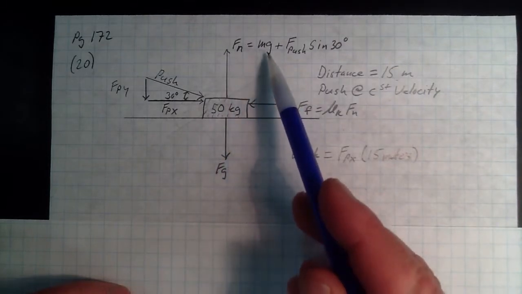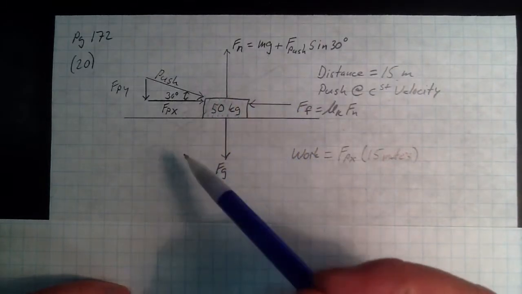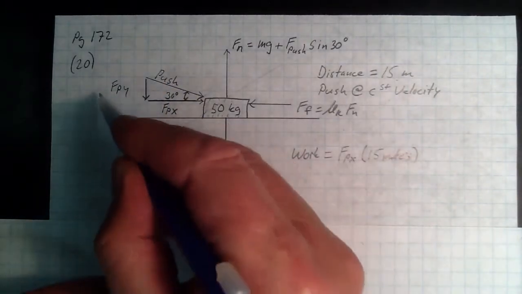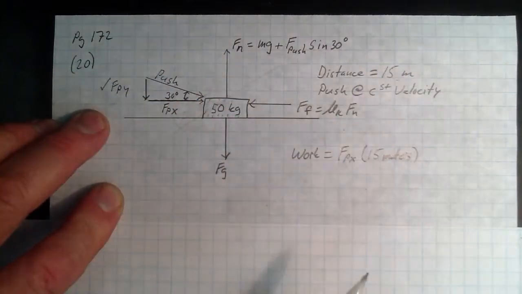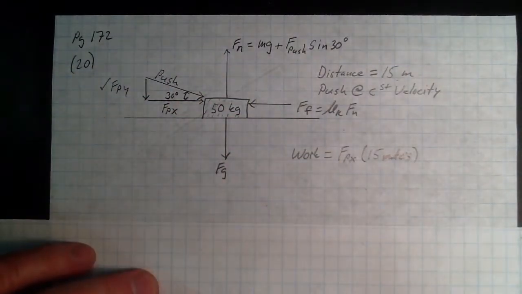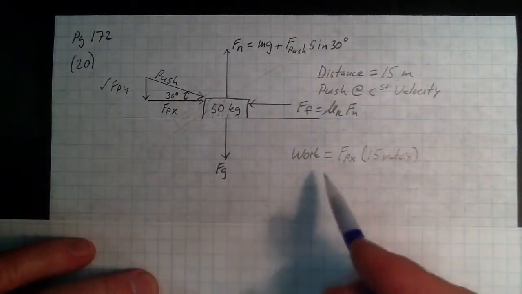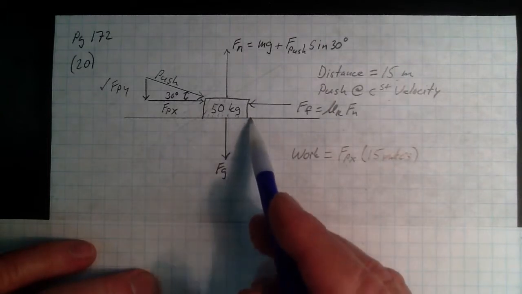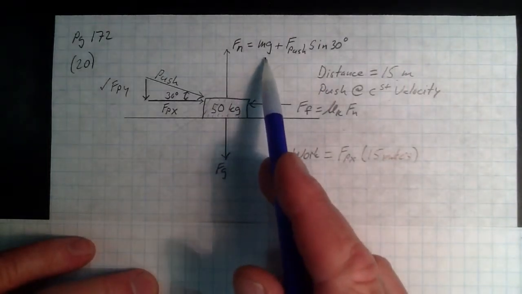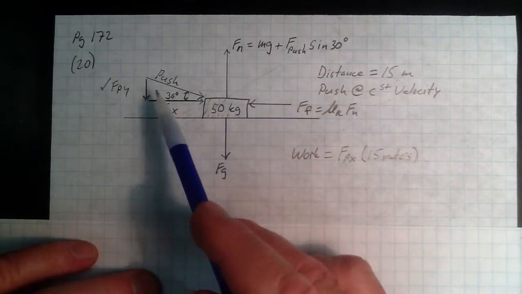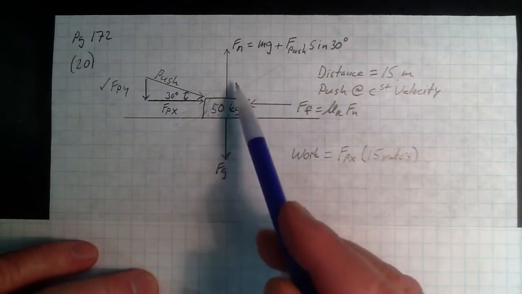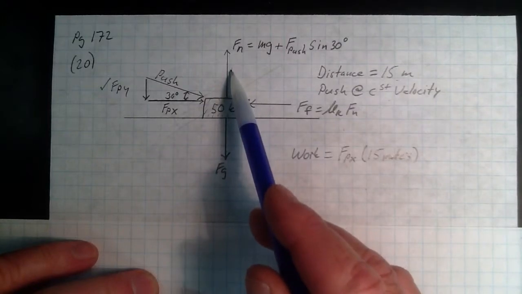Well, the easy part is we have the weight, but we also have this component right here. Part of the push is literally pushing the mass down into the ground, increasing this contact force here, which is identified as force normal. So this vector plus this vector will equal force normal.